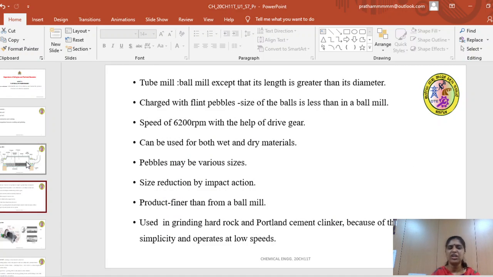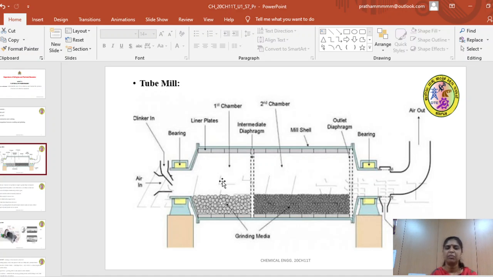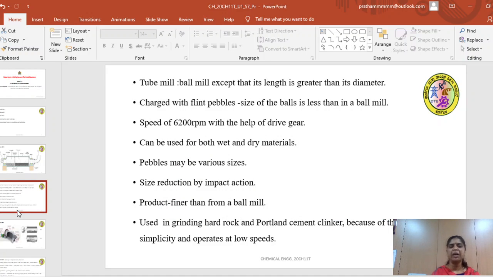Usually the impact action is similar to the ball mill, where the balls are carried and dropped from a certain height during the rotation of the mill. Here also the pebbles are carried to a certain height during the rotation of the mill and dropped from that height so that the size reduction, the grinding action, takes place. The product is much finer than the product obtained in the ball mill.